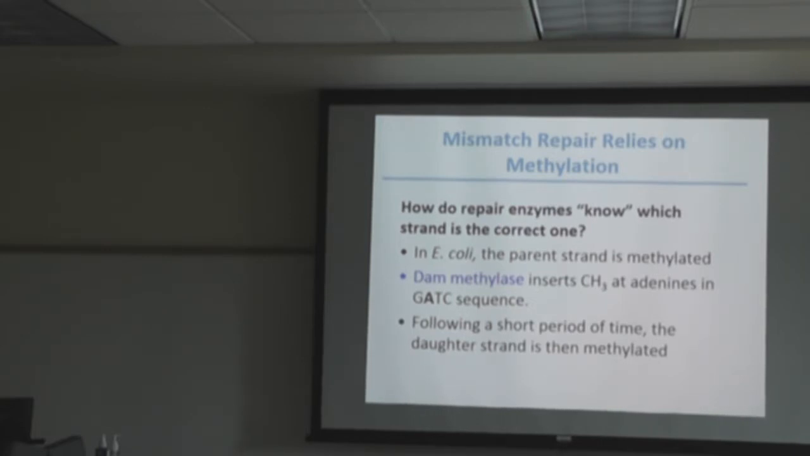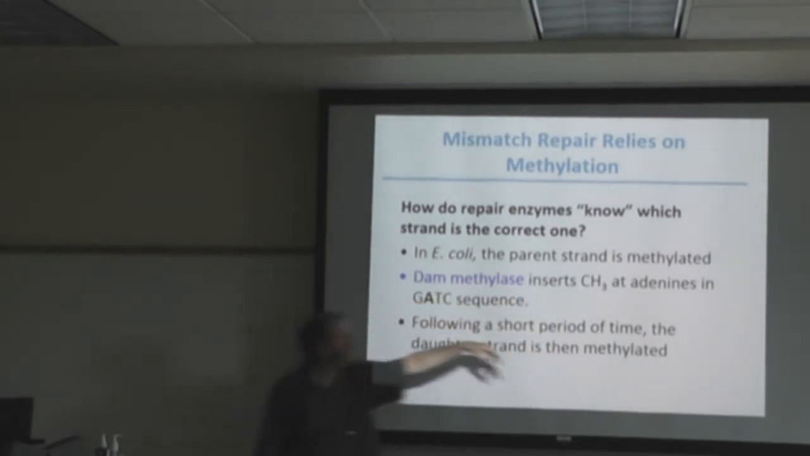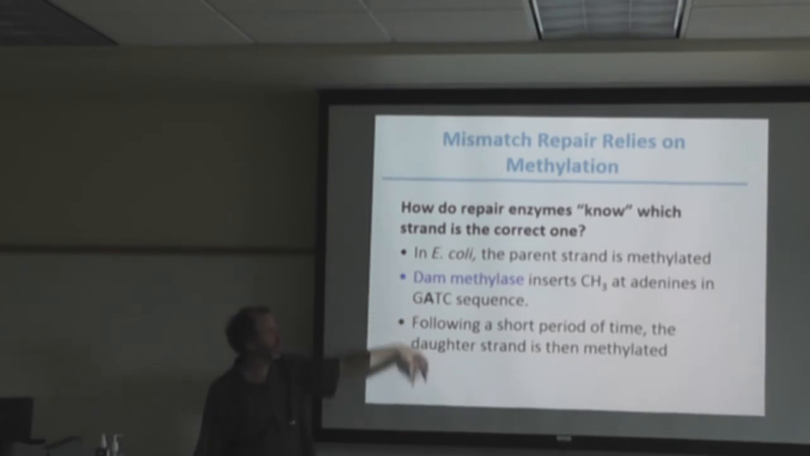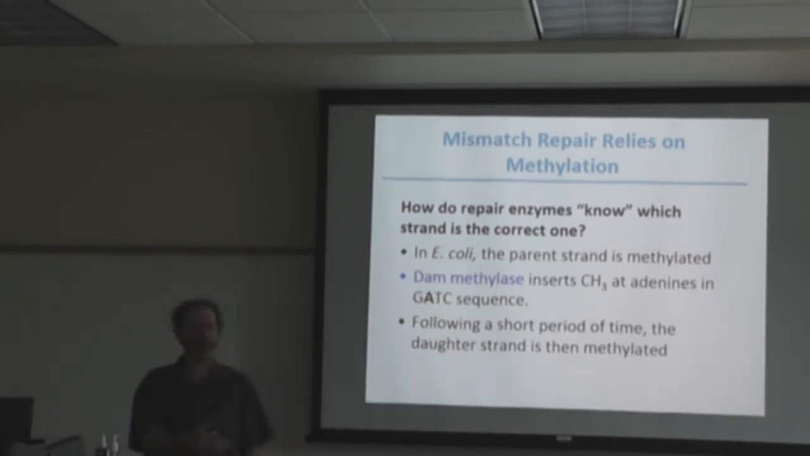We talked about this already a little bit. In E. coli, the parent strand is methylated, right? That Dam methylase inserts methyl groups at adenines at the GATC sequences. Following a short period of time, the daughter strand is then methylated. So this time period gives the repair enzymes time to identify mismatched bases that have been wrongly inserted, and time to correct those.